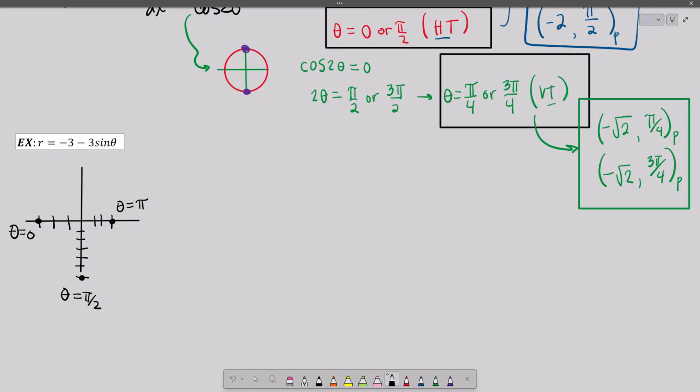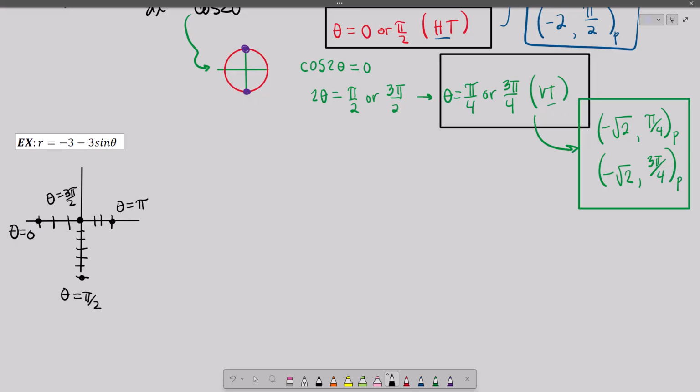And we know where the last point has to be, because for a cardioid, it's always a triple, collinear triple. We know it's going to be the origin, but we'll plug it in just to make sure. Plug in 3 pi over 2. Sine of 3 pi over 2 is negative 1. Neg 1 times neg 3 is positive 3, so we get 0. So that's 3 pi over 2.